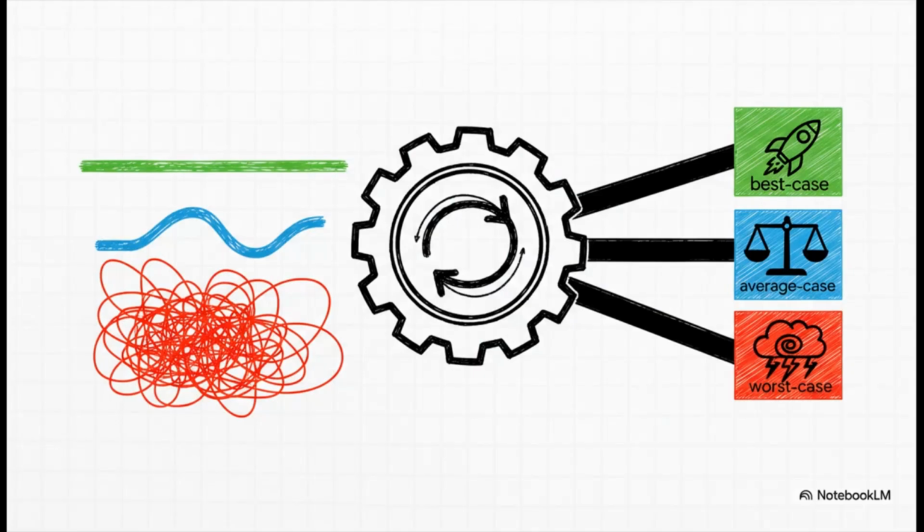Now, to talk about all this stuff in a standard way, we need a common language. And that's where something called asymptotic notations comes in.